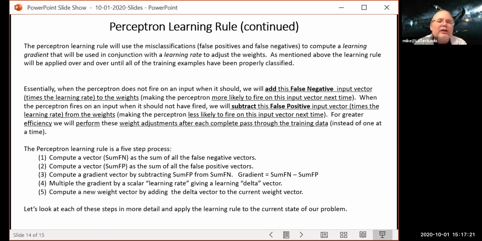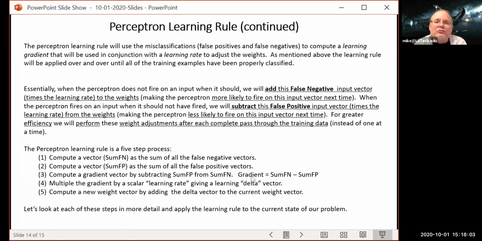Okay, so how will it work? This is going to sound complicated, but it isn't, I promise. The math is very simple, and we're going to go through it step by step. But the perceptron learning rule is essentially a 5-step process. You compute a vector, which we're going to call sum of the false negatives, as the sum of all of the false negative vectors. And then we're going to compute a vector called the sum of the false positives. That's the sum of all of the false positive vectors. And then we're going to compute a gradient vector by subtracting the false positives from the false negatives. In other words, the gradient is equal to the sum of the false negatives minus the false positives. You're subtracting the false positives from the false negatives.